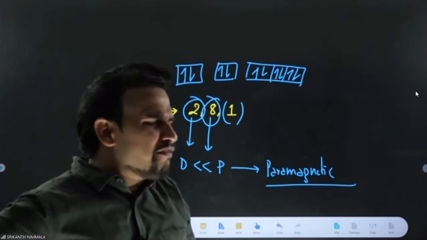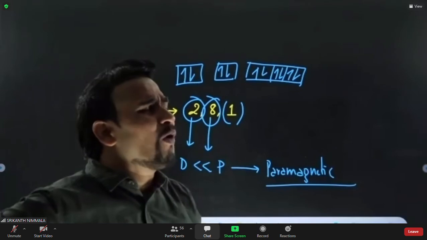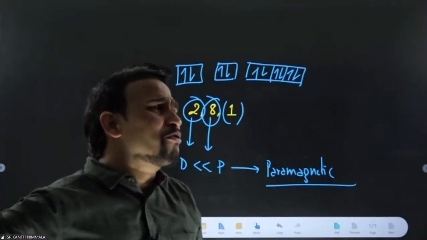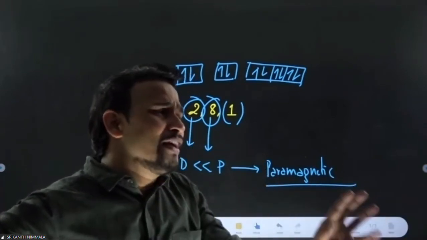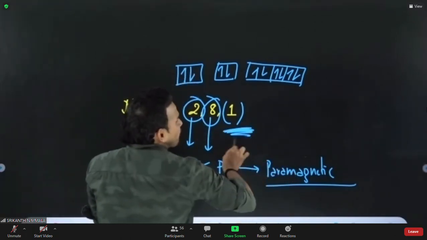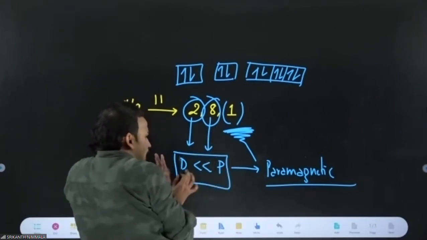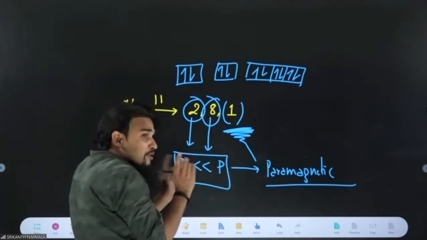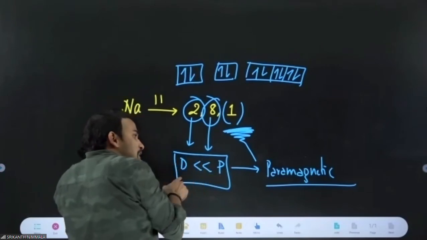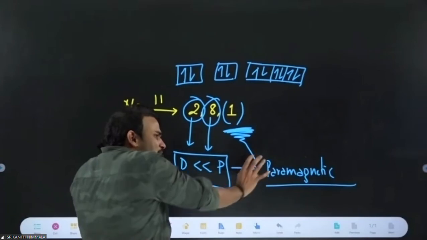Always remember, every body has diamagnetism because paired electrons will always be present. If paired electrons are always present, diamagnetism will always be there. But when an unpaired electron comes, it starts dominating, so diamagnetism becomes very less. That's why we ignore diamagnetism. That doesn't mean diamagnetism is not there. It is still there, but very less in comparison to paramagnetism. That's why we say the body is paramagnetic.